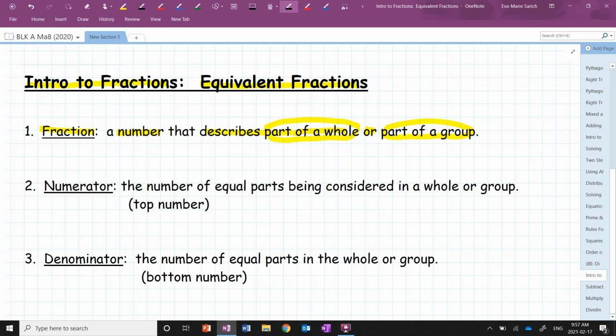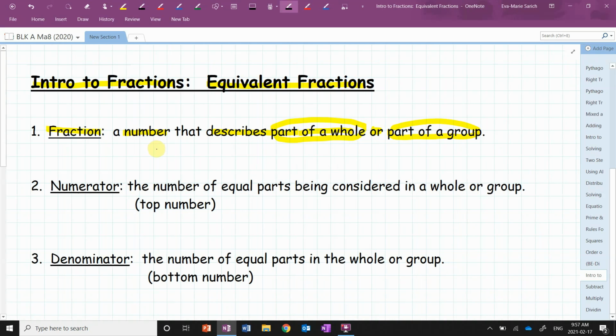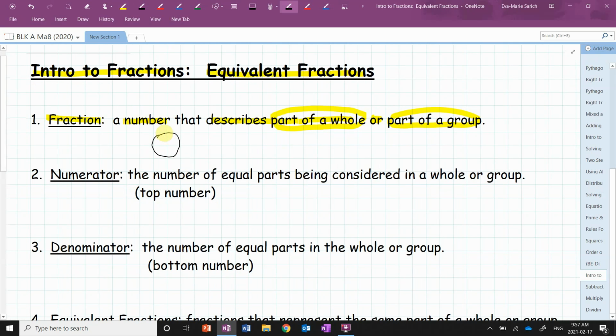So to make sense of that, we could have a whole pizza. Okay, wasn't a very well-drawn pizza, but there's a circular pizza. And that pizza could be cut into 4 pieces, and you might be served one of those 4 pieces. So that's the part of the whole pizza that you got. Okay, and that fraction would be equal to 1 piece out of the 4 that you got.